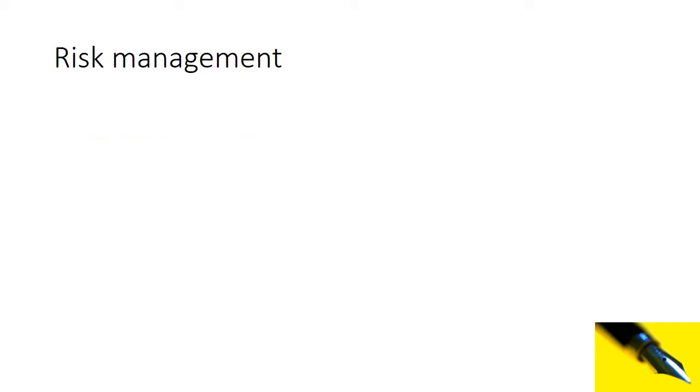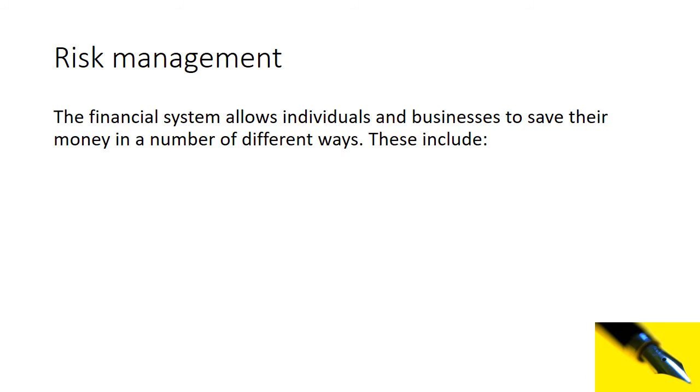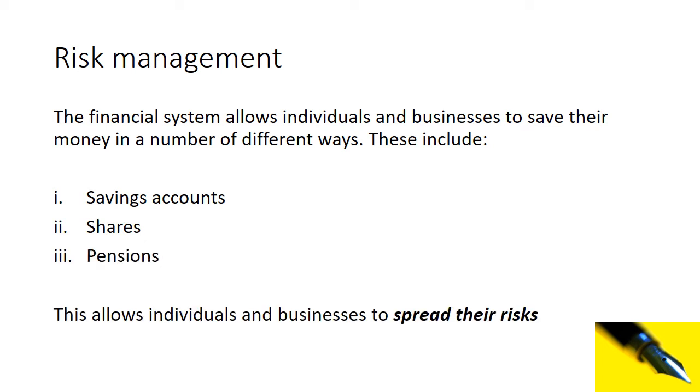The final aspect of the importance of the financial sector is risk management. So the financial system allows individuals and businesses to save their money in a number of different ways. Just some of these ways include savings accounts, shares, pensions. And what this does is allow individuals and businesses to spread their risks. So you may have heard the phrase before, not putting all of your eggs in one basket.